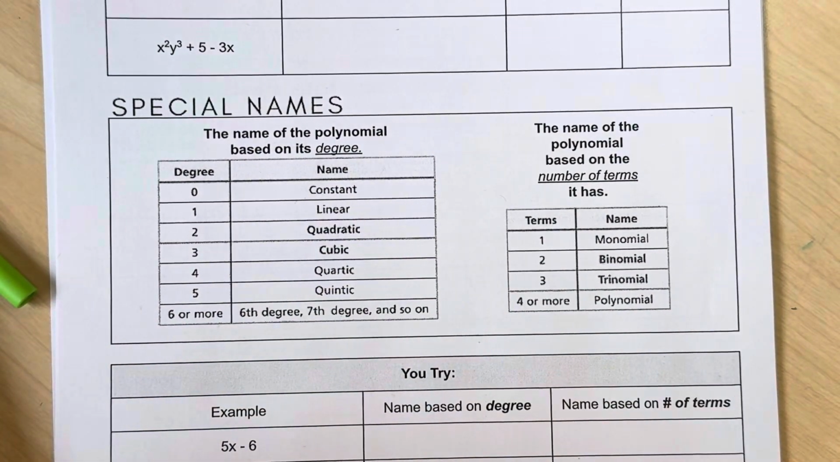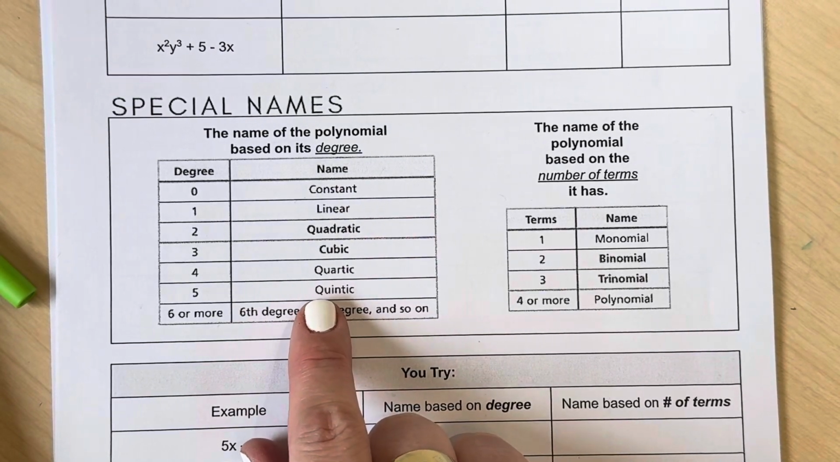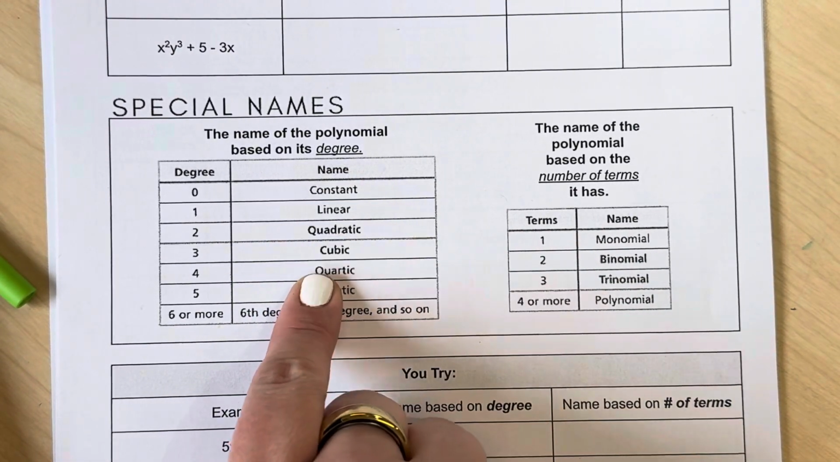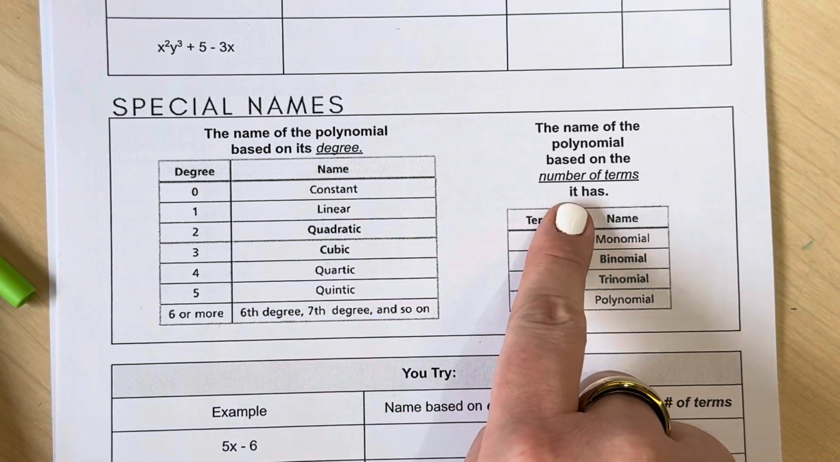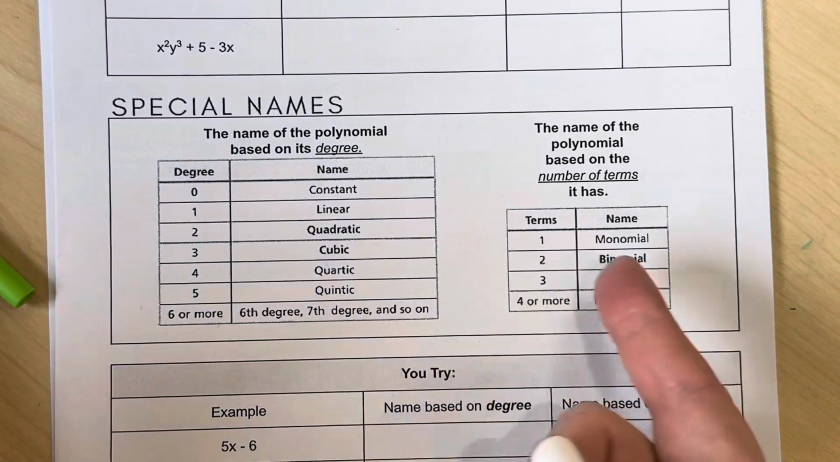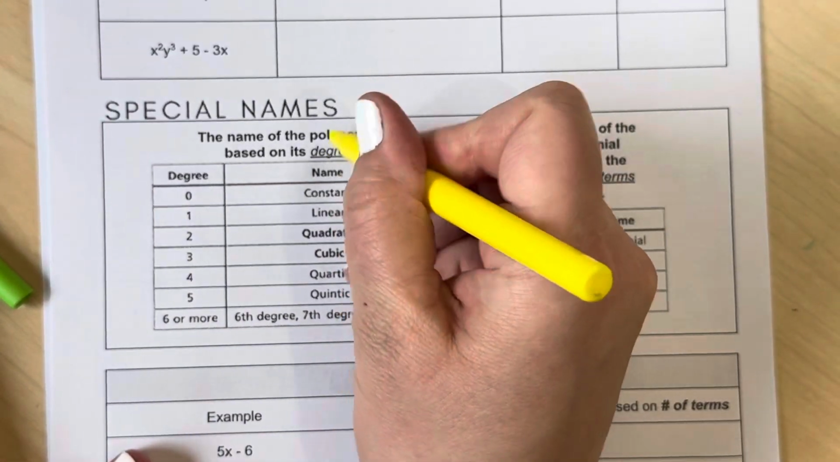Okay, still recording. All right, so special names is basically, can you identify the degree and figure out what the name associated with that degree is? Can you identify the number of terms and figure out what the name associated with that is? So can you read this chart? So this one's talking about degree.